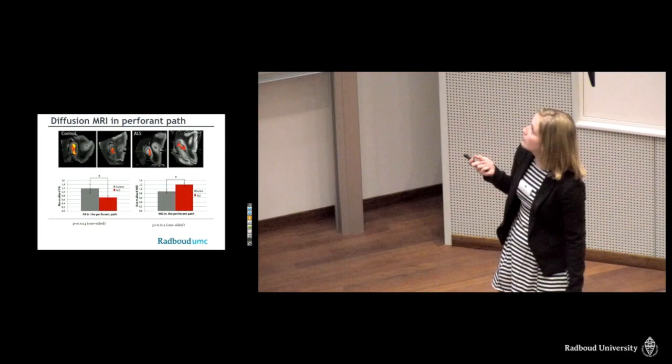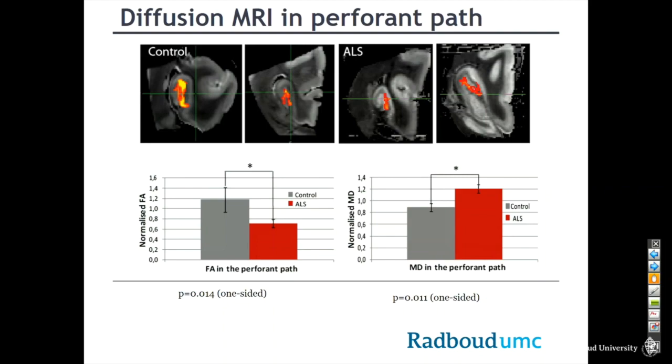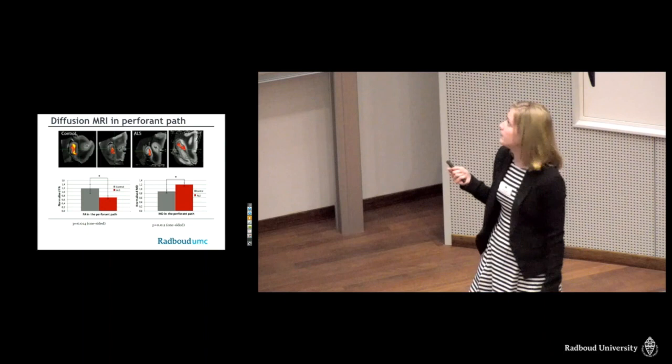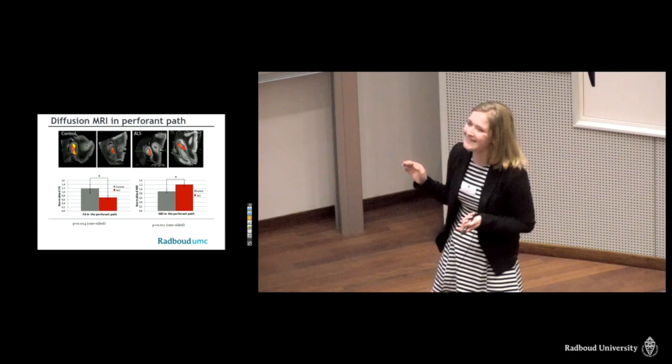When we then move on to the results, we see that if we compute the FA and MD over this path that we extracted from the diffusion MRI, that there's indeed a decrease in the FA value in ALS patients compared to controls, and that we see an increase in the MD value again in ALS patients compared to controls. So this is really in concordance with our hypothesis.